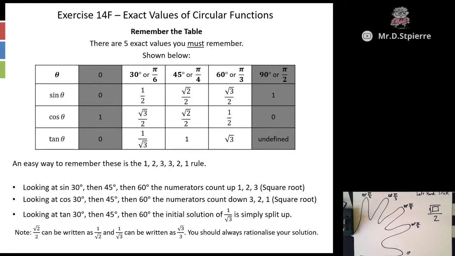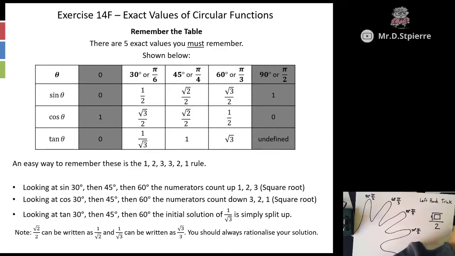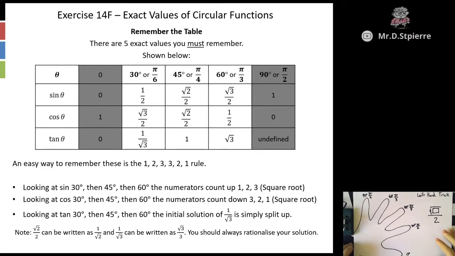Hello all. In this video we are going to look at finding the exact values for some trigonometric functions, so for sine, cos and tan, and how we can go about remembering them. There's a couple strategies. A lot of the time people just rote learn them. They just remember what it is. Sine of 30 is half. Sine of 45 is root 2 on 2, sine of 60 is root 3 on 2.